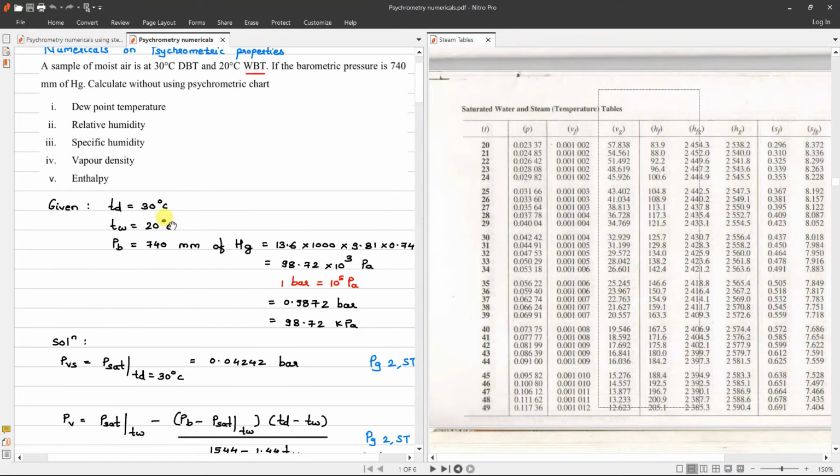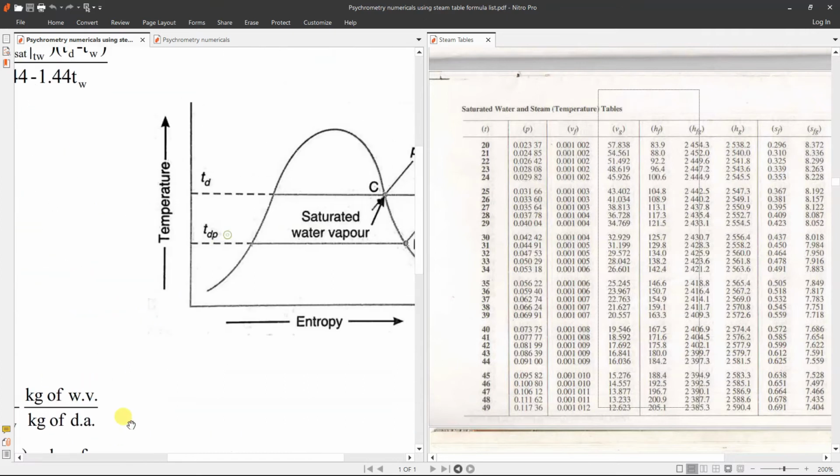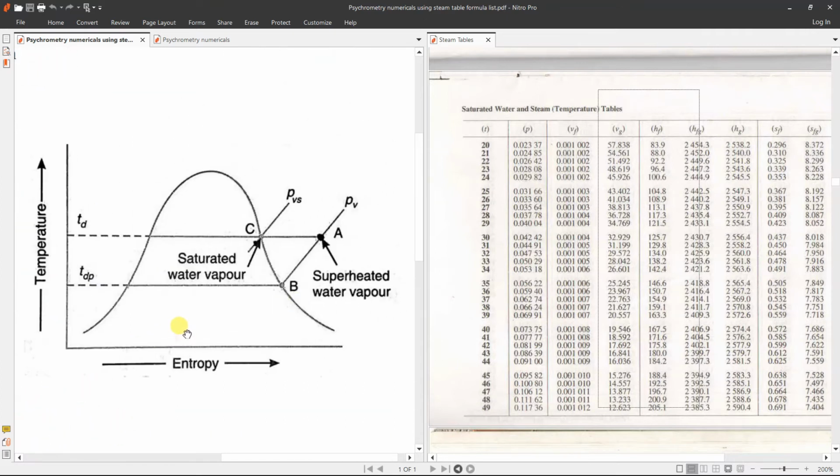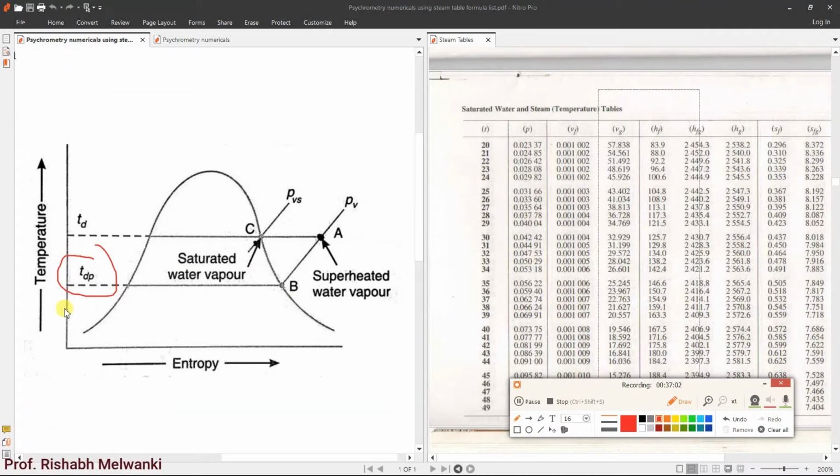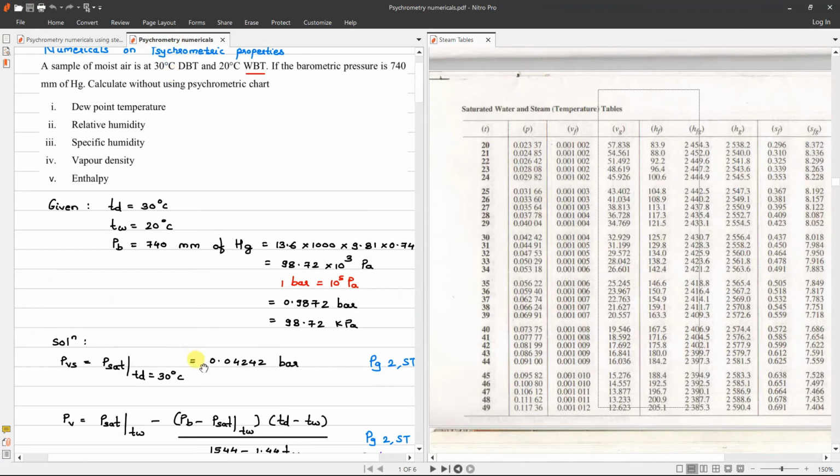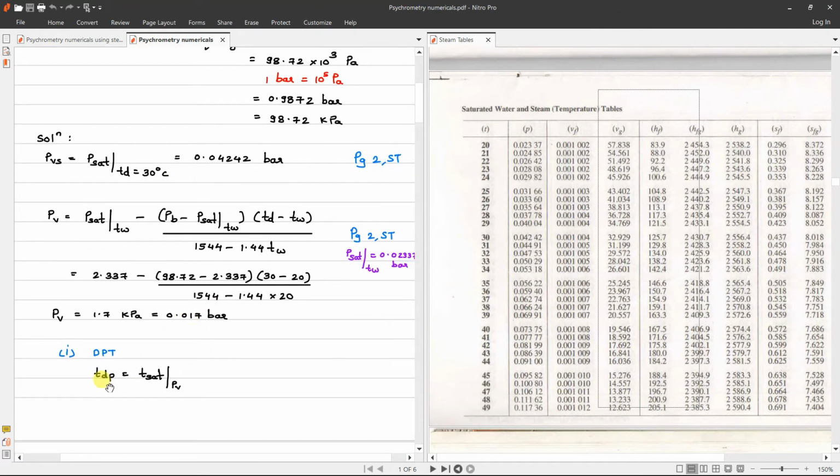Okay, so what is asked? First is dew point temperature. How to calculate dew point temperature? See the diagram. What is dew point temperature? TDP. It is TSAT at PV, and PV we have already calculated. Okay, so we have to use that equation now. So TDP, dew point temperature, is TSAT at PV. And PV value is how much? 0.017 bar.